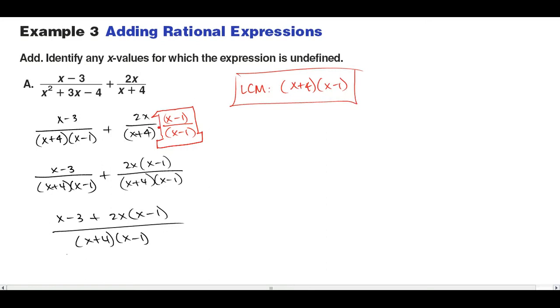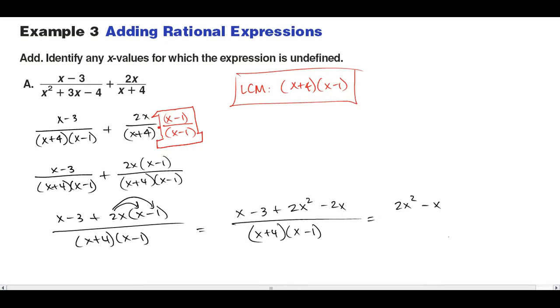Now clean this bad boy up a little bit, right? You got to distribute this to both of them. Notice that minus sign means I got to distribute the 2x through. So I have x minus 3 plus, now that's 2x squared minus a 2x all over x plus 4, x minus 1. And I can clean this up a ton now. 2x squared, what is that? Minus x minus 3 all over x plus 4, x minus 1.